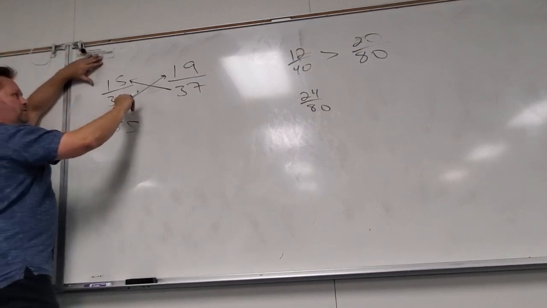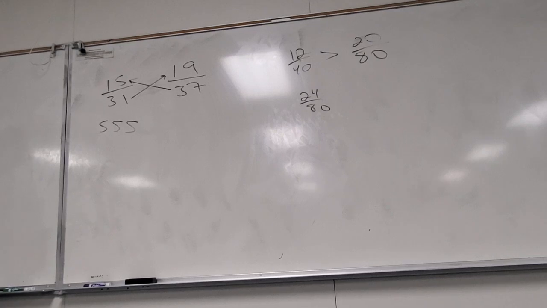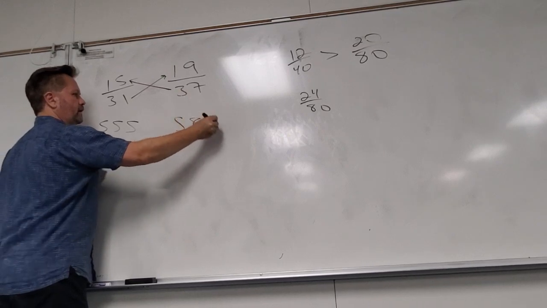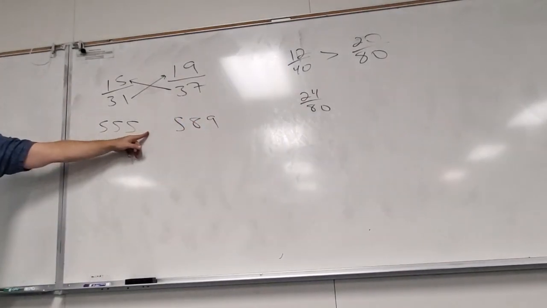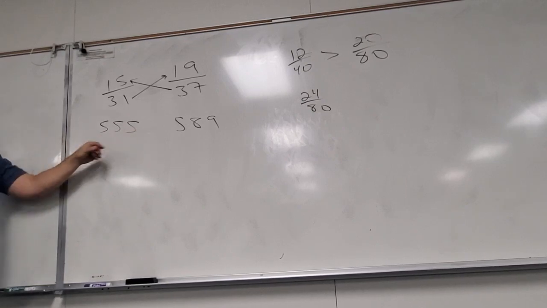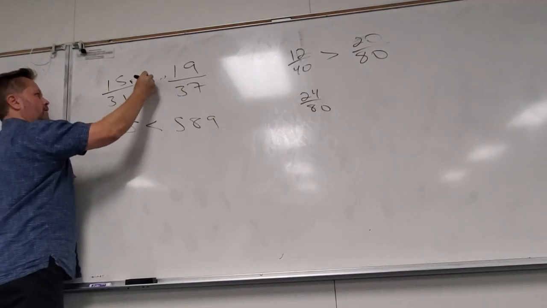Nifty, I like it. And what's 31 times 19? 589. I love it. Which way would you write the inequality here? 555 is less than 589, so that's the same way you write the inequality here.